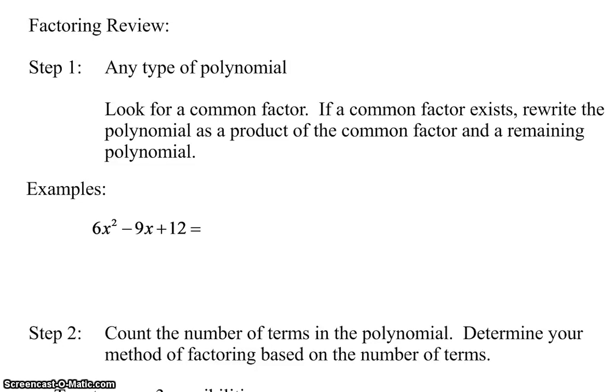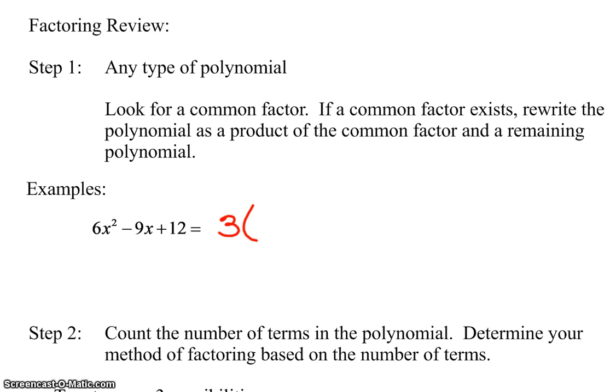This podcast is a review of factoring as you learned it in Algebra 1 and Algebra 2. The first step in any factoring problem is always to look for a greatest common factor. In this circumstance, our greatest common factor happens to be 3. That is the number that divides into 6, 9, and 12.